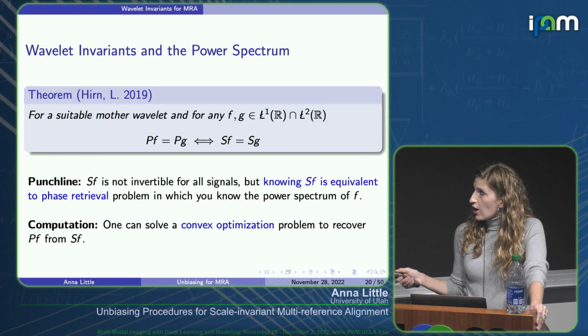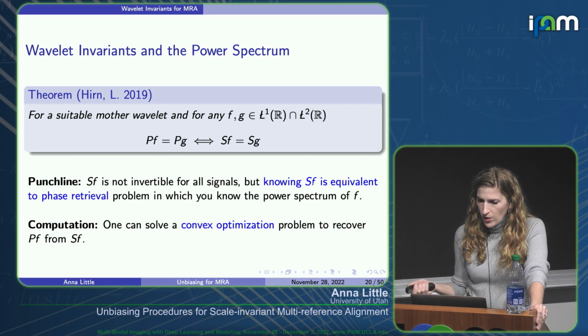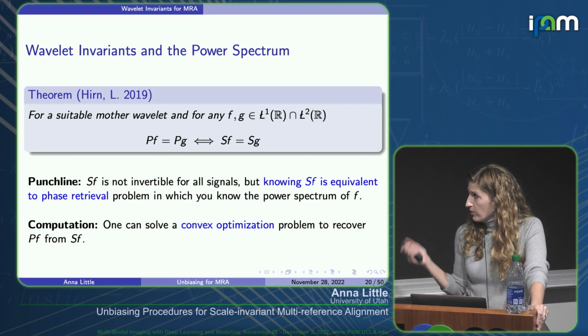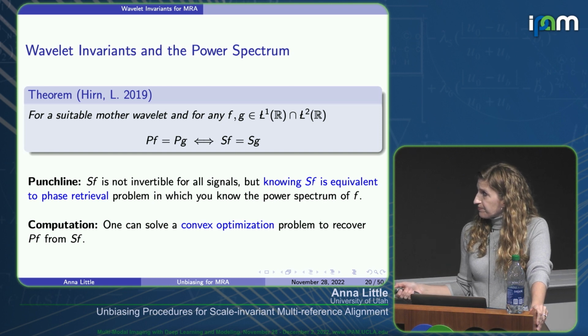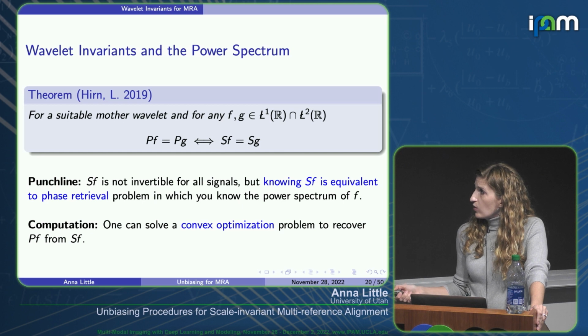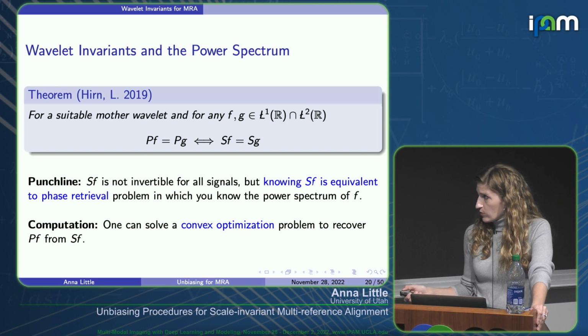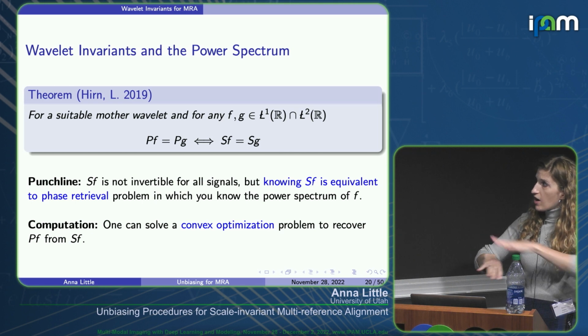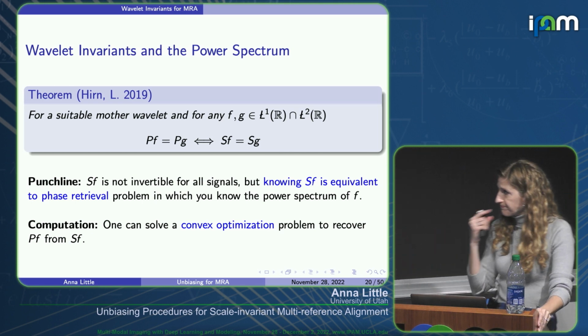You can actually show that these representations are equivalent. For a suitable mother wavelet, you can show that for two signals, if their wavelet invariant features are equal, then their power spectra are equal. And if their power spectra are equal, then their wavelet invariant features are equal. So these wavelet invariants contain the exact same information as the power spectrum.